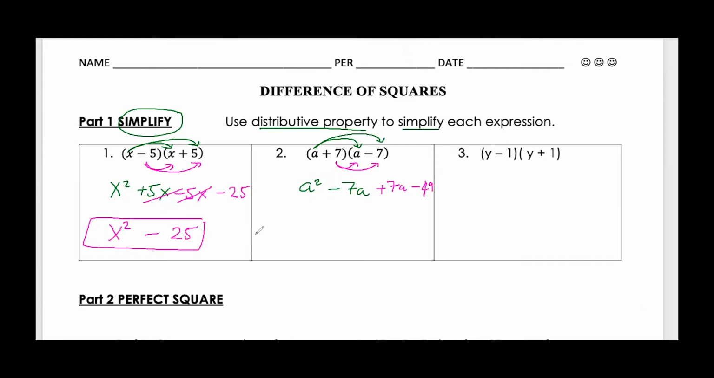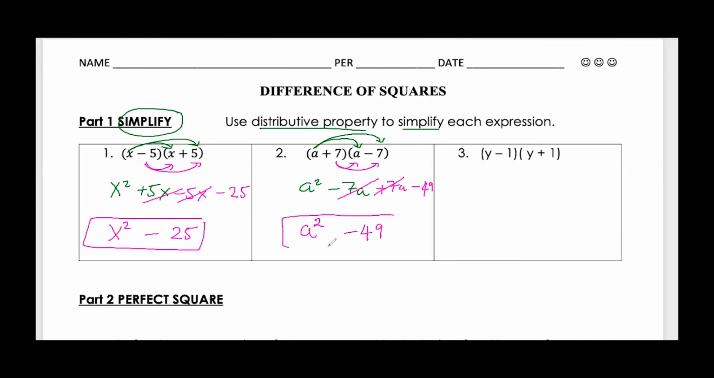Okay. We're going to combine like terms again, as you can see. So my a squared doesn't have anything in common, so it's just a squared. Negative 7a plus 7a, what happened? It's gone. Cancels out again. And then negative 49 is by itself.